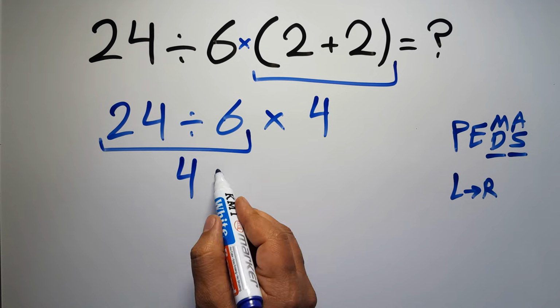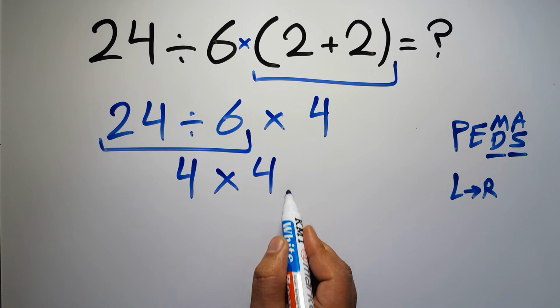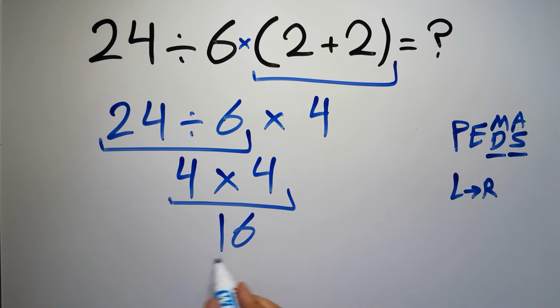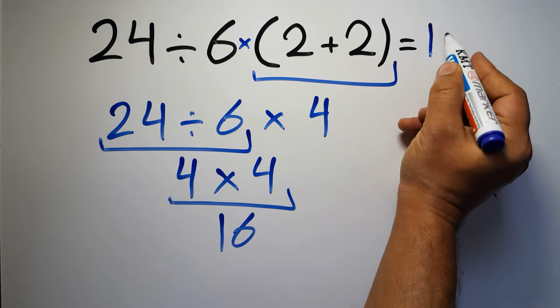So 4 times 4, which equals 16. And this is our final answer to this problem. The correct answer is 16.